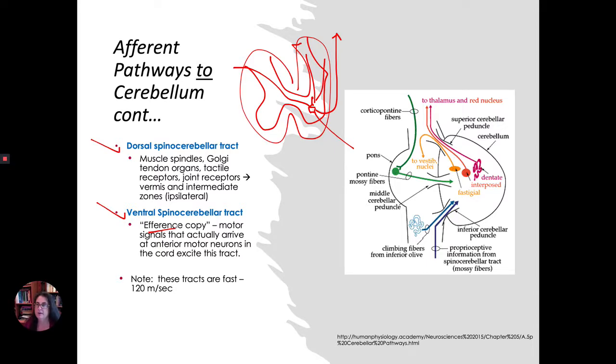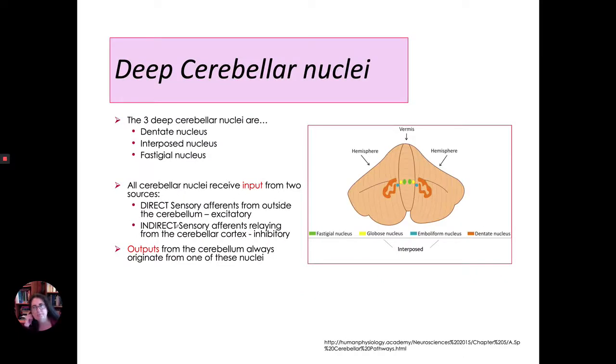Now, as you might expect with these afferent pathways to the cerebellum, they have to be fast. If your job is to modify movements in progress and to make quick adjustments to things to smoothly progress to the next movement, you've got to have fast fibers. So these are those A-alpha, 120 meter per second speed types of fibers.